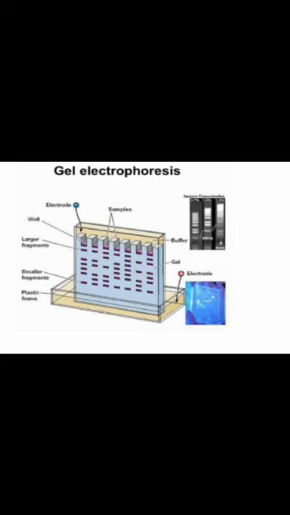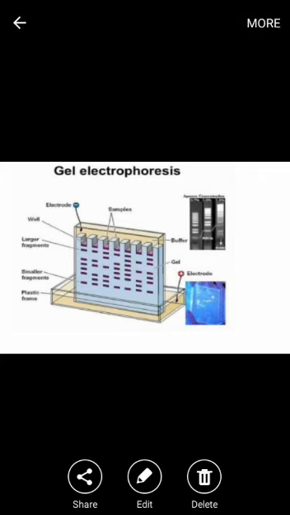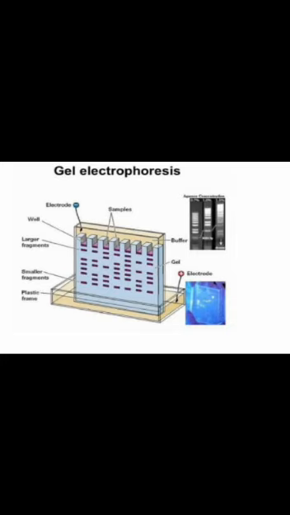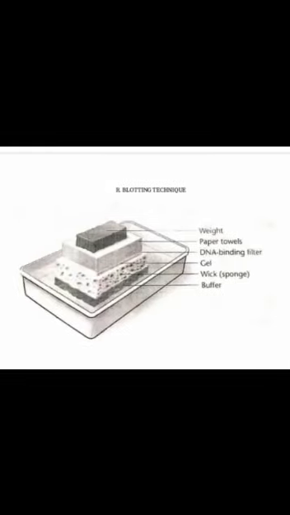Human DNA can be analyzed to provide evidence in criminal cases, to diagnose genetic diseases, and to solve paternity cases. And the next instrument is the blotting technique: southern blotting, northern blotting.